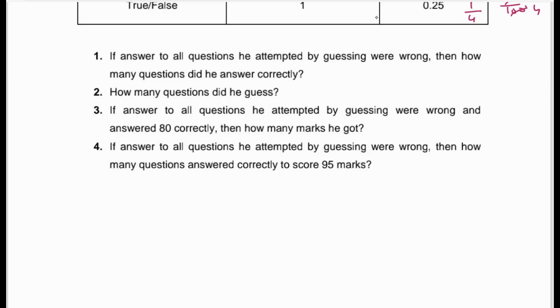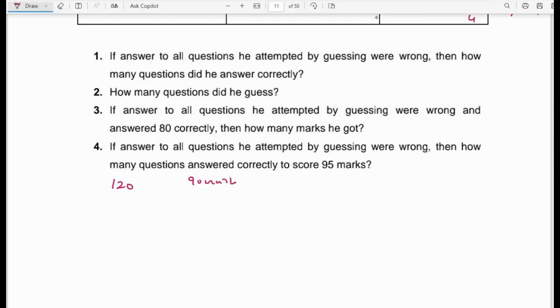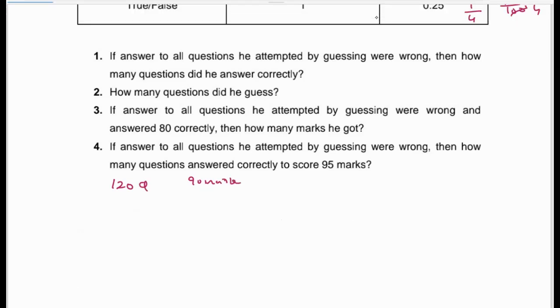So here they have given 1 mark for the correct answer and a quarter will be subtracted for each wrong answer. There are 120 questions, and 90 marks he has scored. Okay, so it is 120 questions and 90 marks he has scored.